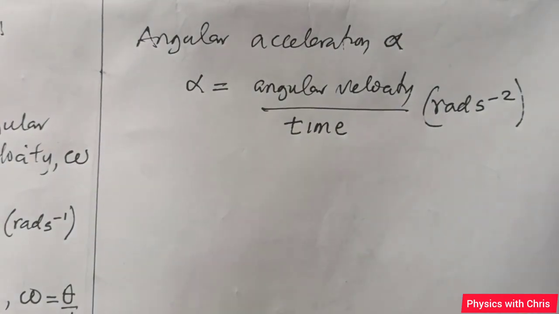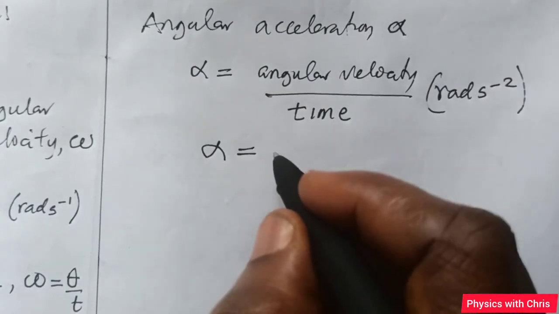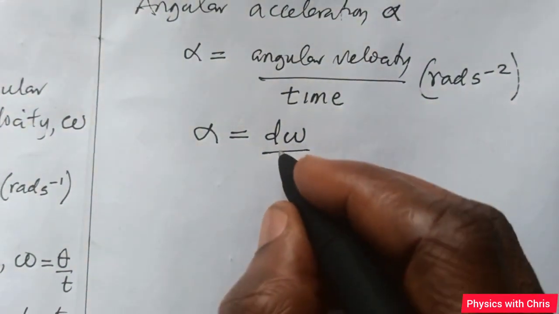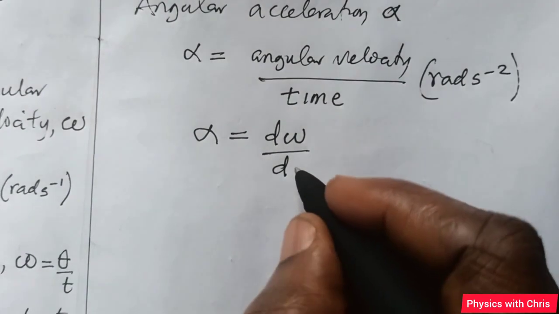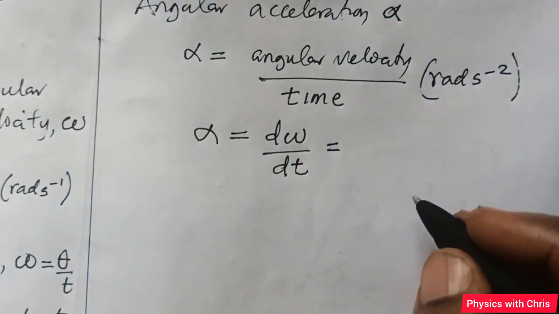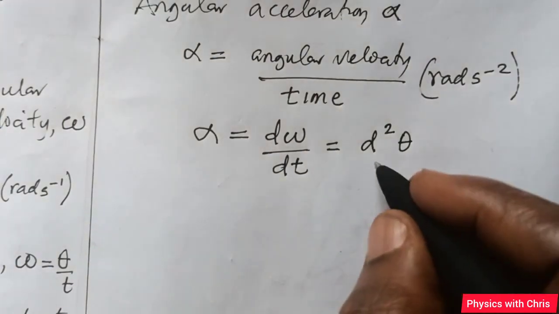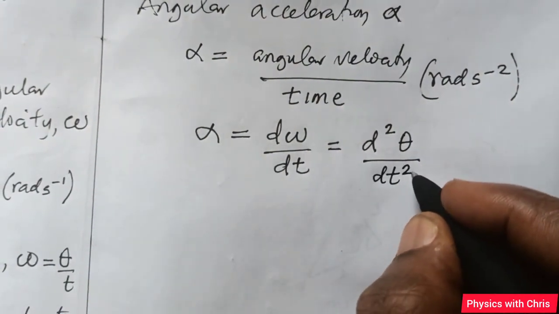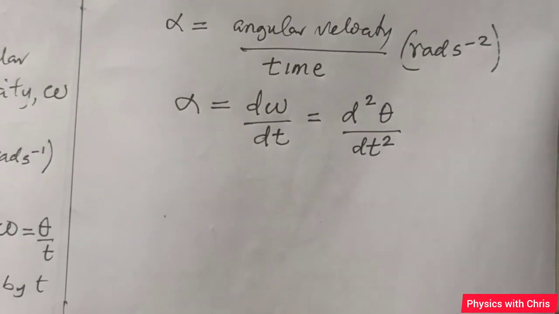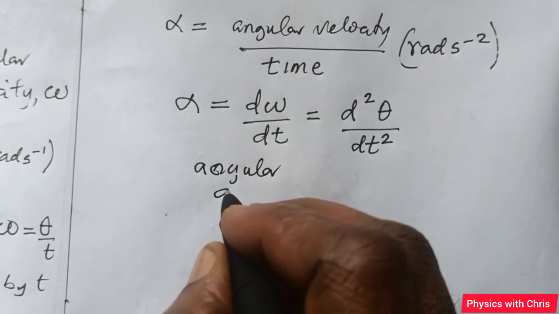That gives the unit of angular acceleration. Now, we can also define angular acceleration in calculus as the rate of change of the angular velocity with respect to what? To time. Okay, and in terms of angular displacement, it can also be given as the second derivative of the angular displacement over dt squared. Now we can do a very fast comparison between angular acceleration and angular speed.